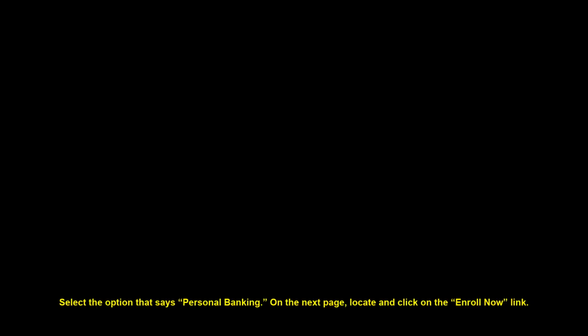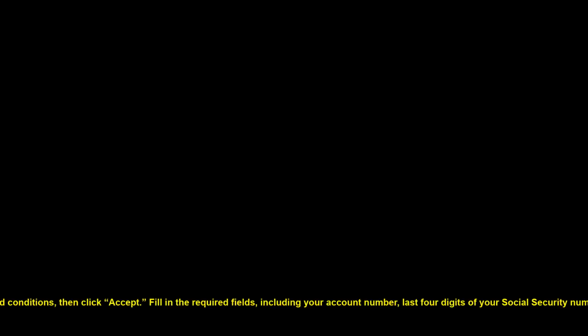On the next page, locate and click on the Enroll Now link. You will be directed to the enrollment page. Read through the terms and conditions, then click Accept. Fill in the required fields, including your account number, last 4 digits of. Click Continue after entering the necessary details.